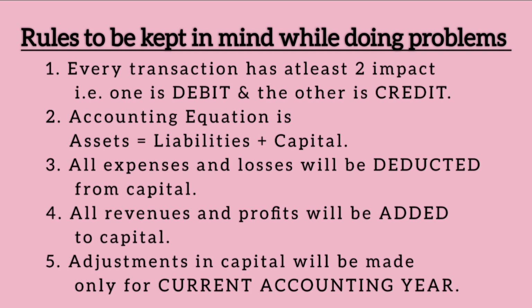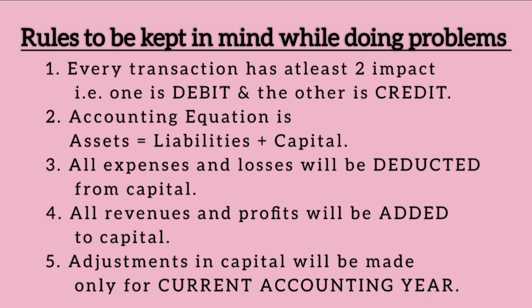The second is the accounting equation, as I said in the initial part of my video. The accounting equation is where our assets are equal to liabilities plus capital. The third rule is all our expenses and losses will be deducted from the capital. Whenever expenses are incurred in the business or we have certain losses, then what happens in such scenarios? We will have to deduct it from our capital.